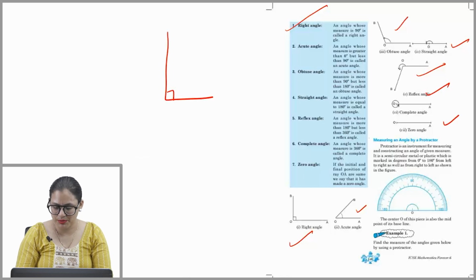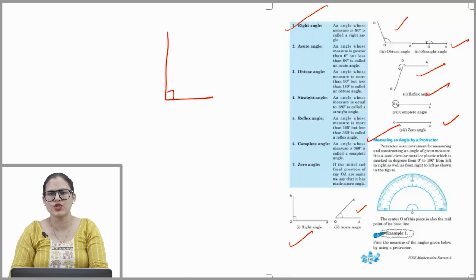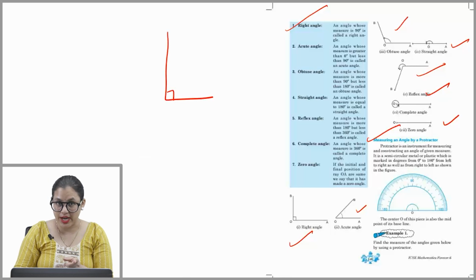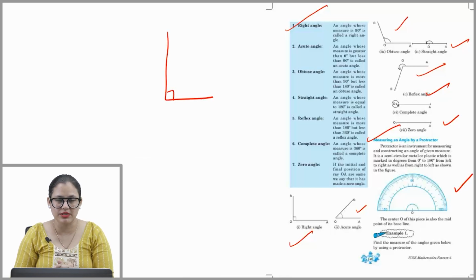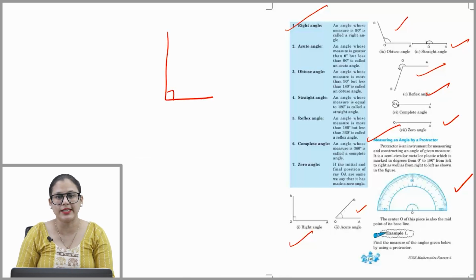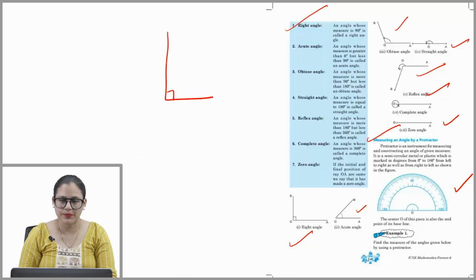Now, measuring an angle by a protractor. A protractor is an instrument for measuring and constructing angles of given measures. It is a semicircular metal or plastic tool which is marked in degrees from 0 degrees to 180 degrees, from left to right as well as from right to left, as shown in the figure. As you can see, this is the protractor, which is in the shape of a semicircle, that is half of a circle, and normally we also call it D because it forms the shape of the alphabet D. Okay. The center of this D is also called the midpoint of its baseline, right?